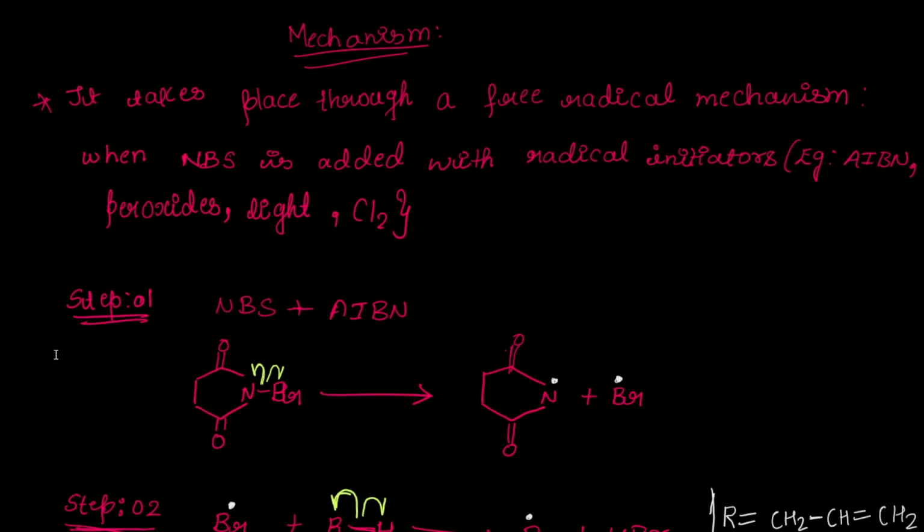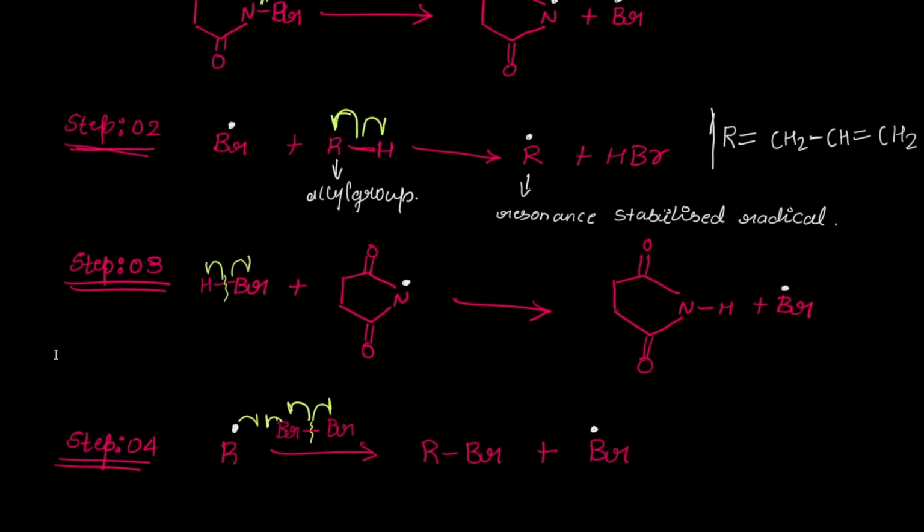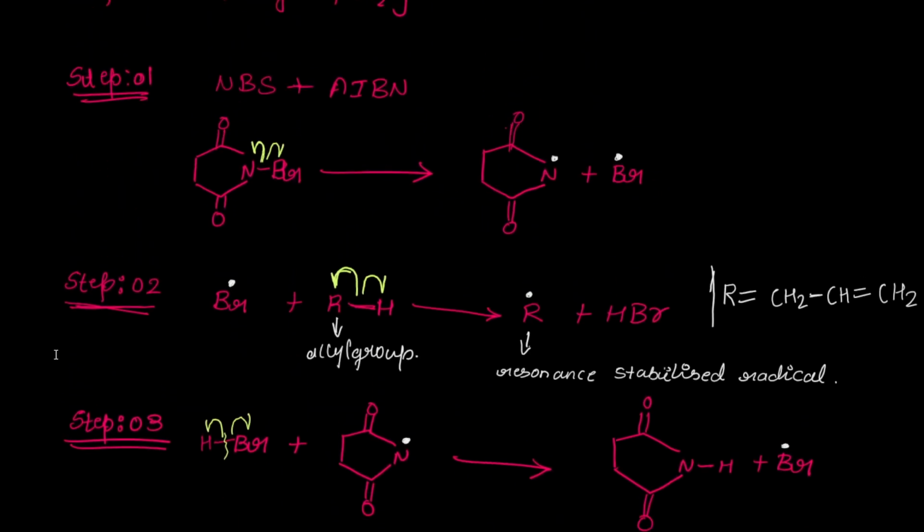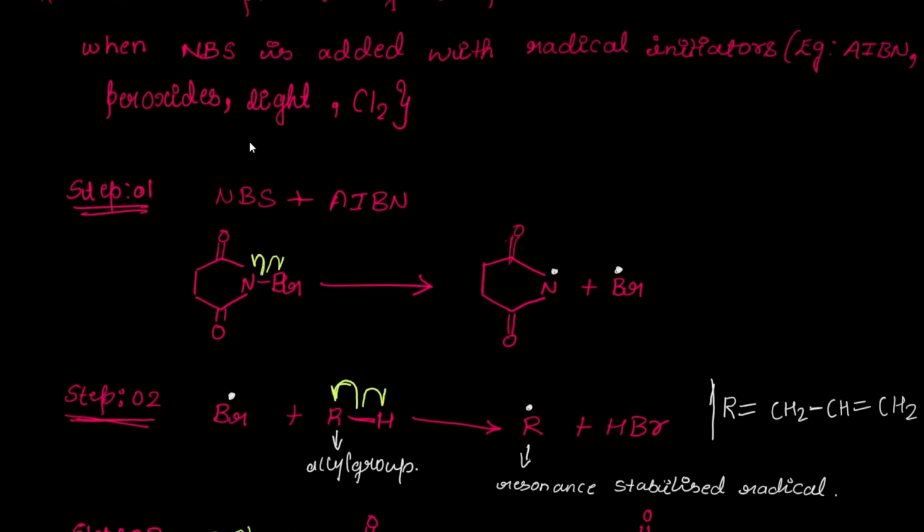When NBS is reacted with free radical initiators such as AIBN or peroxides, or in the presence of light, or in the presence of Cl2, which is a halogen, it breaks down to form radicals, and that initiates the reaction. As you can see here, there are four steps involved in this mechanism. The first one is the addition of AIBN, a free radical initiator, to our N-Bromo-Succinimide.